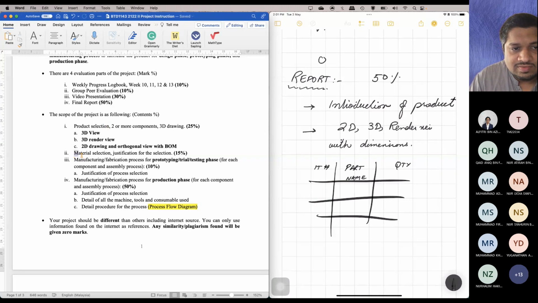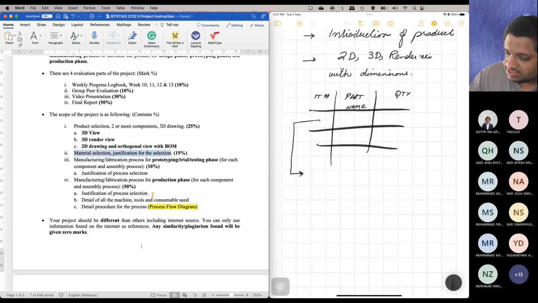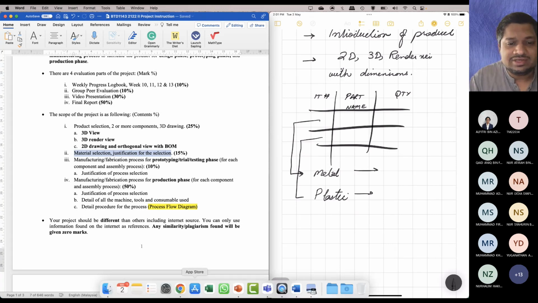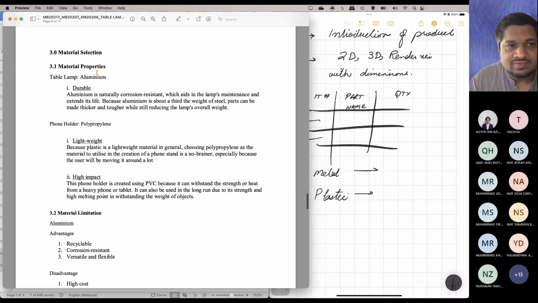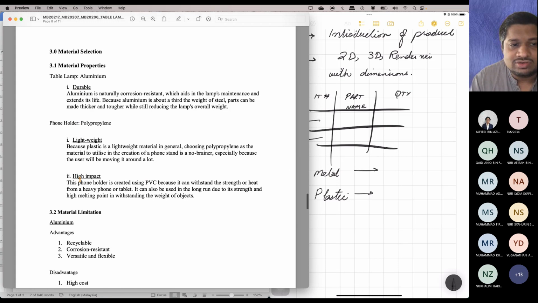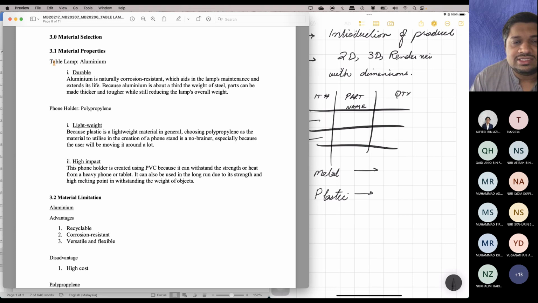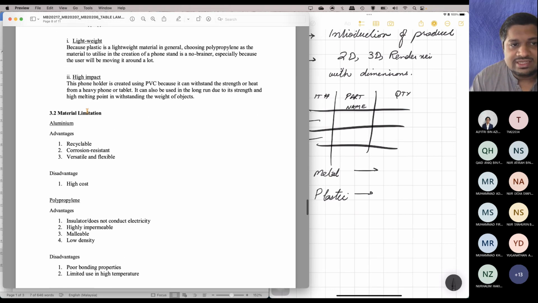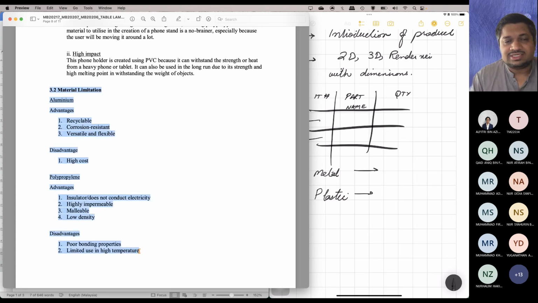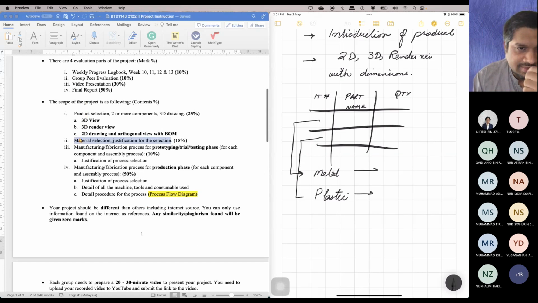Now, in the report, you should talk about material selection and justification for selection. So, for example, for part number one, you select metal, and then for part two, you select plastic. So, you should mention why you select metal, why you select plastic. Metal you select for strength, plastic you select for flexibility, etc. So that you have to mention in the report. So they have mentioned that aluminum is durable and plastic is lightweight and it has got good impact and flexibility. So these are the material properties that we have selected, etc. And then they have given some limitations also, advantages and disadvantages of each material that they have selected. So this is part two of your material selection.